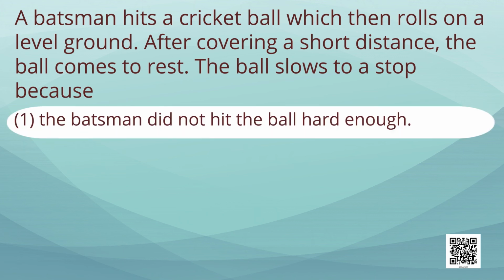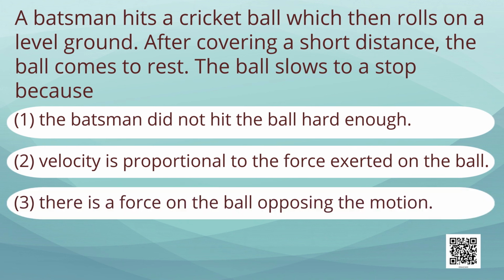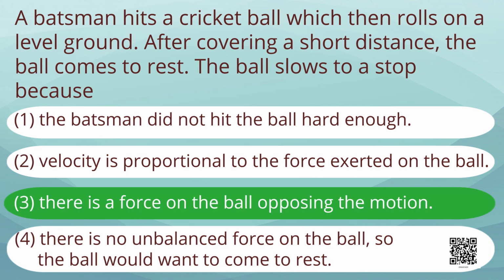First reason is the batsman did not hit the ball hard enough. Velocity is proportional to the force exerted on the ball. There is a force on the ball opposing the motion. There is no unbalanced force on the ball, so the ball would want to come to rest. And can you guess the correct answer? Yes, the answer is there is a force on the ball opposing the motion. Otherwise, it would have kept going.